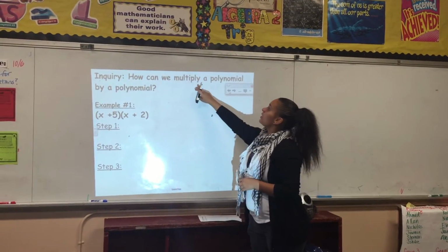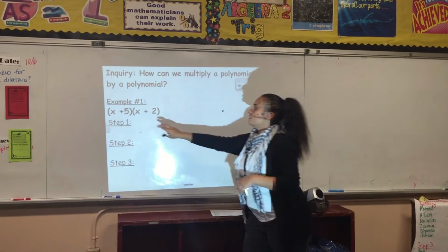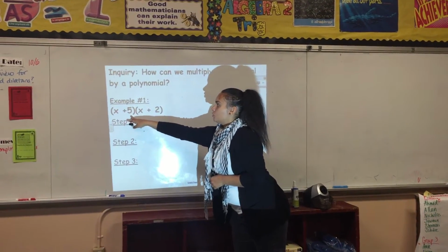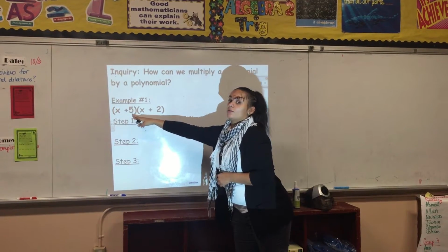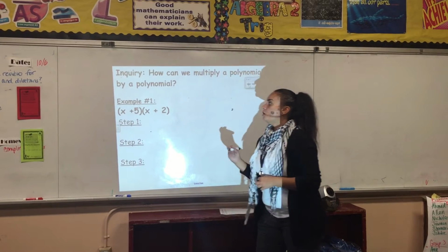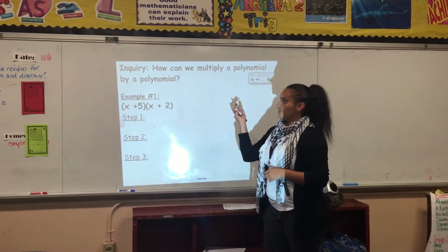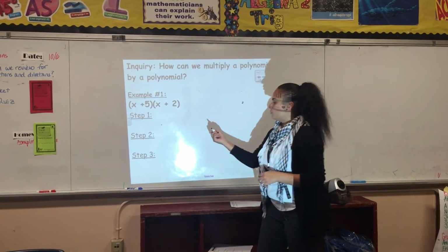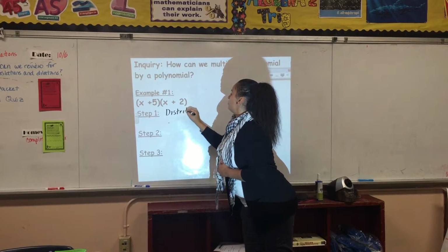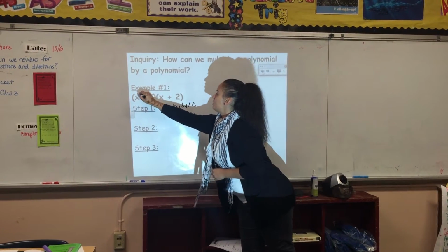Today's inquiry is how can we multiply a polynomial by a polynomial? Notice in this parentheses there are two terms connected by addition, so this is a polynomial, also known as a binomial because there are two terms. And here this is also a binomial. So we're going to do the same method as multiplying a monomial by a polynomial, which is distribute. So that's the first step. We're going to distribute both terms to the other parentheses.